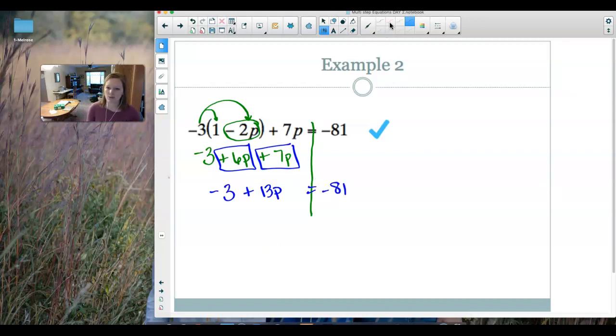Now we're going to solve that. We want to keep the variable and its best friend together as long as possible. So we have to get rid of this negative 3 with a positive 3 on both sides. So we have 13p equals negative 81 plus 3, which is negative 78. Okay, and then our last step would be to divide by 13.